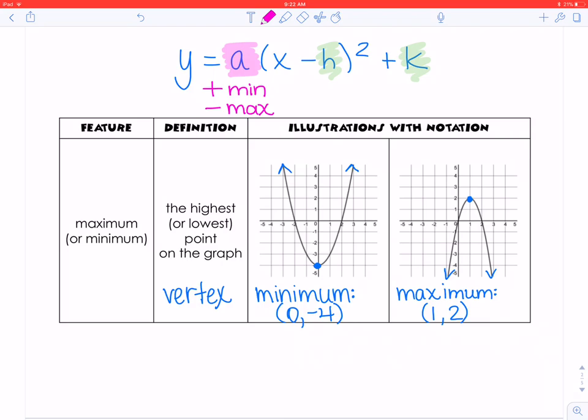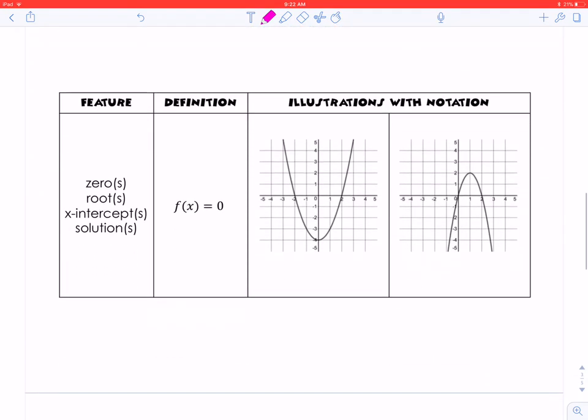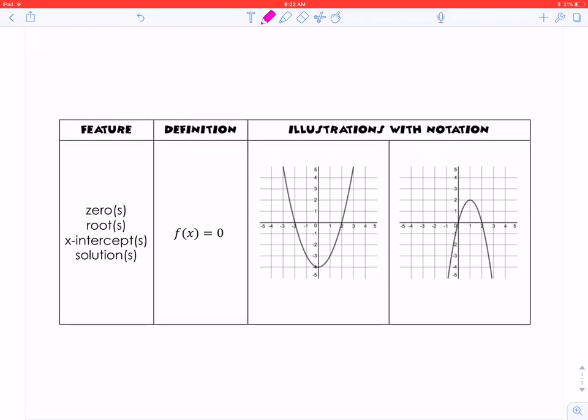Okay, good. Let's look at our second feature. Our second feature is looking for zeros, roots, x-intercepts, or solutions. Gotta love the English language and math. We have 4 different terms that for the most part are looking for the same thing. It all means the same thing.